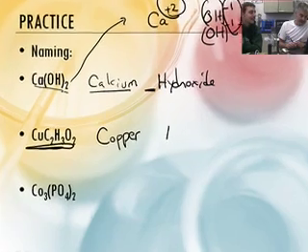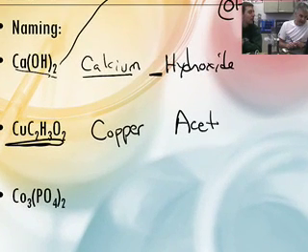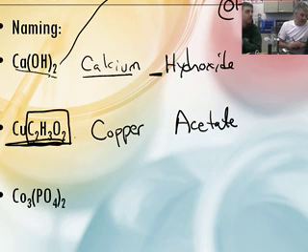Let's write that last name first. Acetate. So I don't have to name the carbon and the hydrogen and the oxygen? No, they all go as a group. This is one group. I like to put a square around it sometimes, and that's acetate right here.